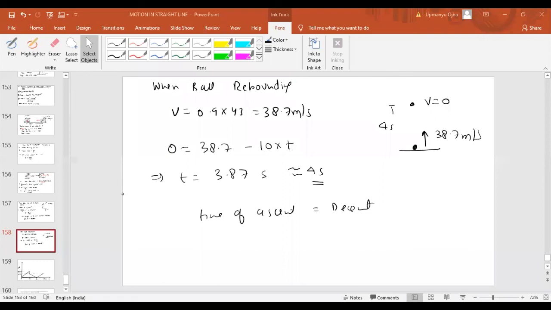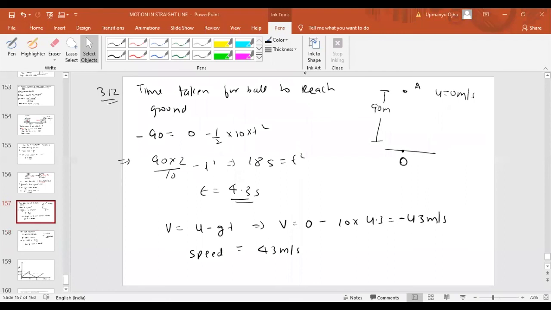Explain again. See, wait, again I will explain. Just listen here. If you read the question, from 90 meters we have dropped the ball, from 90-meter height with initial velocity 0 meters per second. You have to plot the speed versus time graph for 12 seconds. But one condition is there: when this ball strikes the ground, it loses 1/10 of the speed.